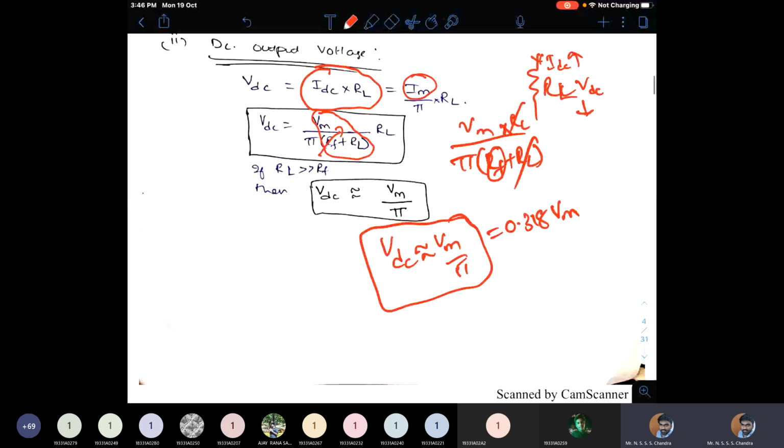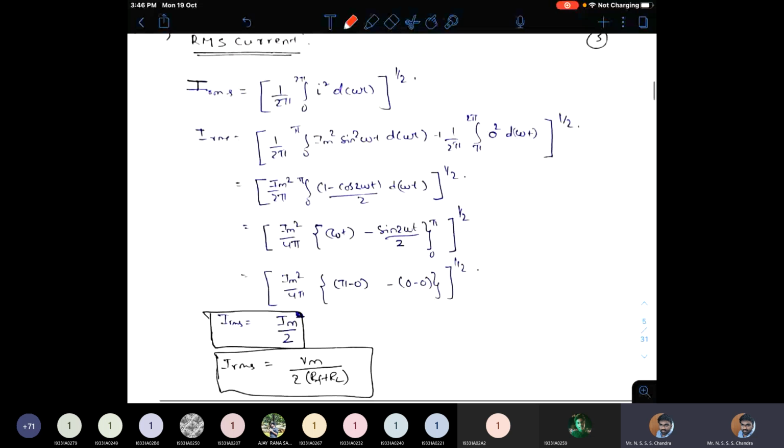Next we need to find out the RMS value. With the RMS value, I'll stop today. So what is the RMS value? Root mean square, right? How do you find a root mean square value? First we need to square the value. If I want to find the root mean square for a function f of x, first I have to square this f of x, then integrate it along the values.